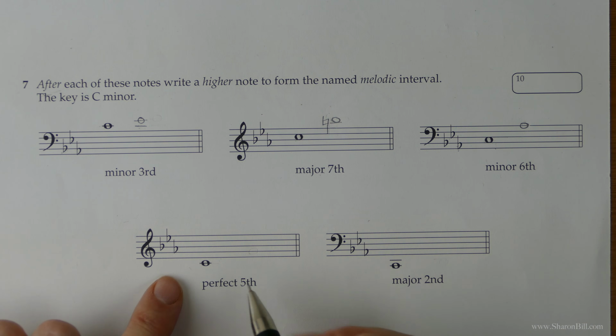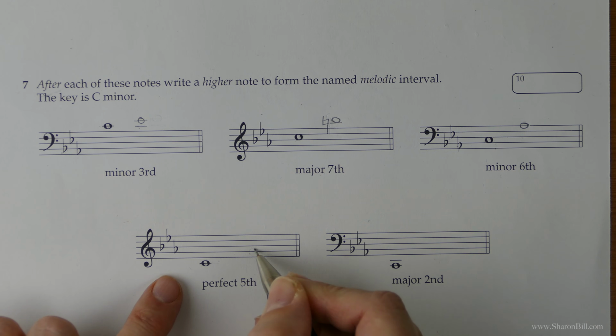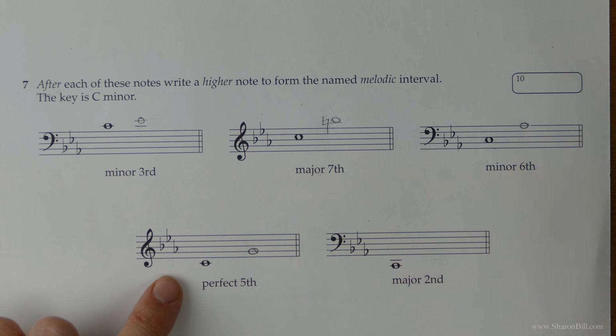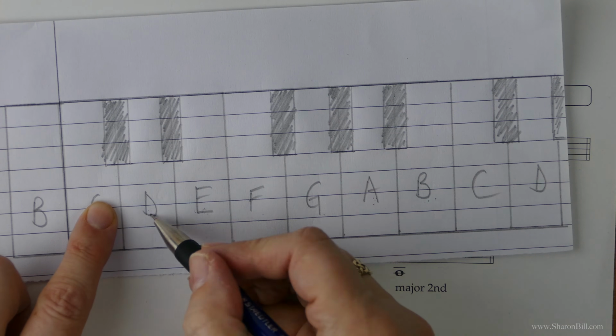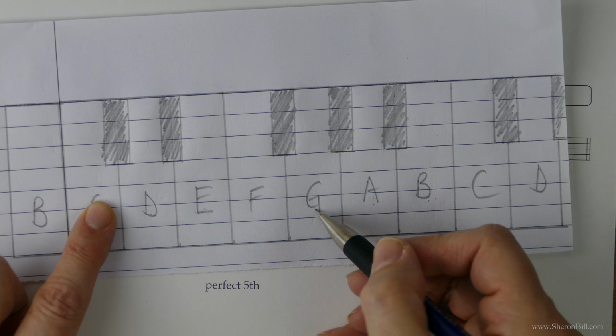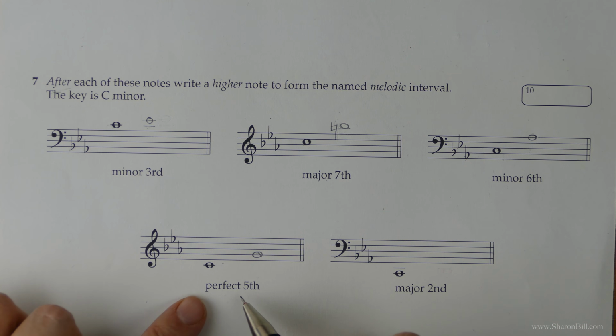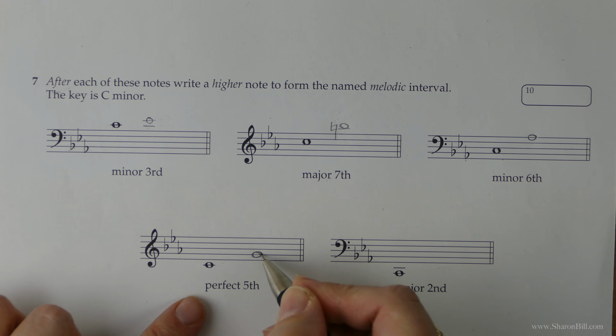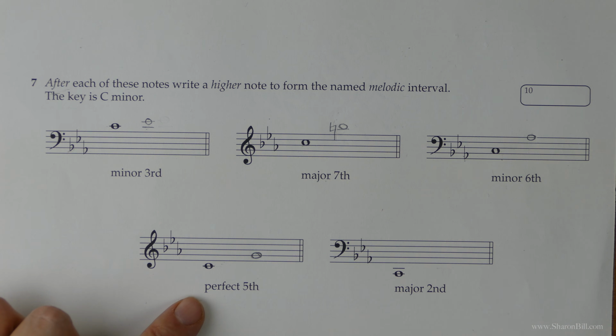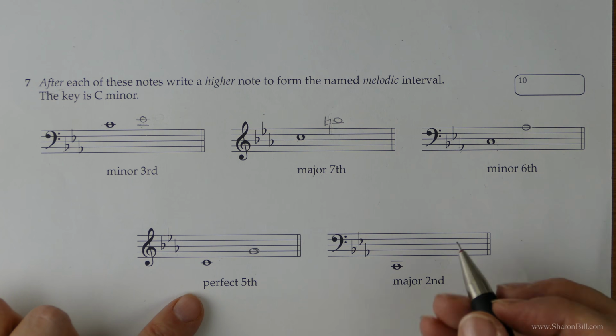So here we have a perfect fifth. Let's count up 5. 1, 2, 3, 4, 5 takes us to G. 1, 2, 3, 4, 5. There's our fifth. And there's no concept of major or minor. This is a perfect interval, and so it stays as it is. There is no major or minor fifth. The same with fourths and octaves.